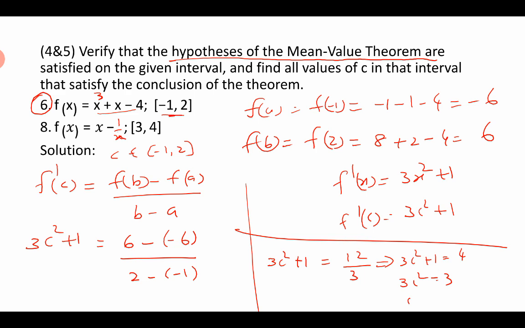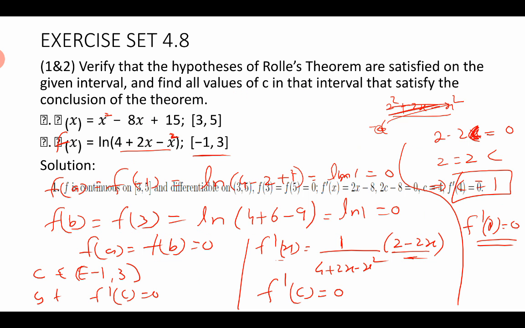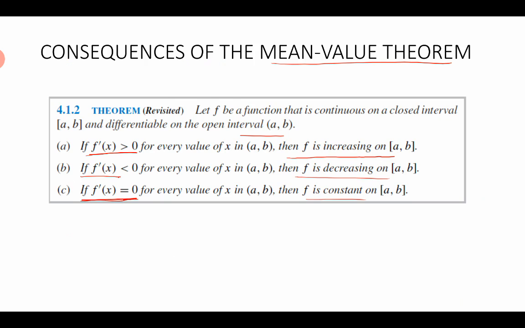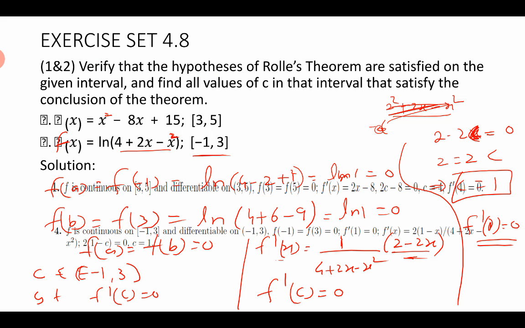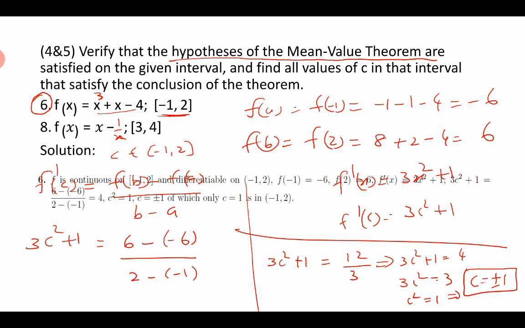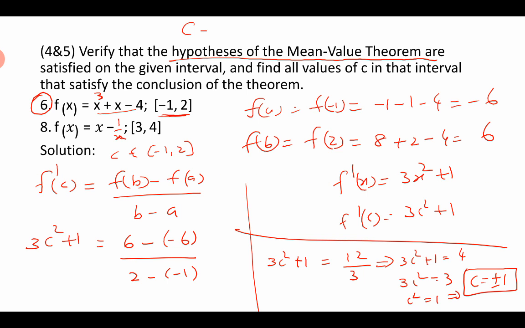3c square is 3, c square is 1, c is equal to plus or minus 1. There are two values of c, but negative 1 will not fall. Negative 1 is the boundary point. So obviously 1 is in the open interval, isn't it? Refer to the theorem one more time. The theorem states that there is at least one point in the open interval a, b, not a closed interval. Negative 1 is the lower limit, so negative 1 should not be considered. The answer is c is 1, at which this theorem is satisfied, isn't it? The value of c is 1.